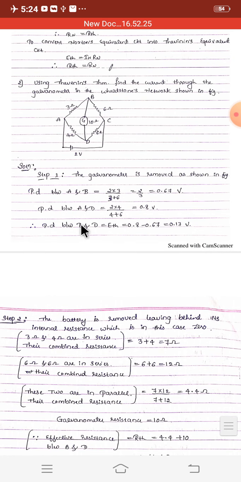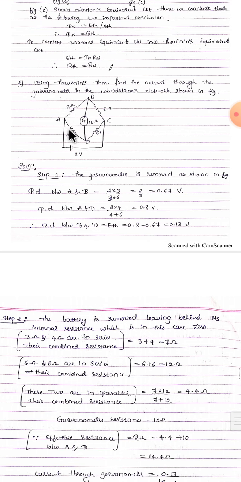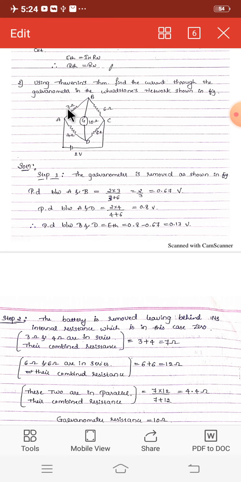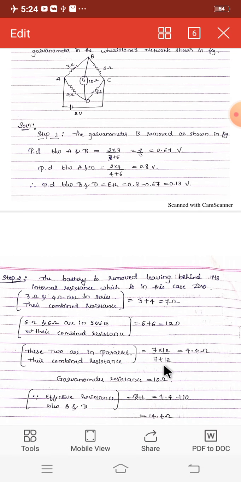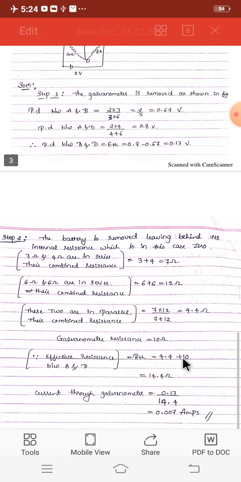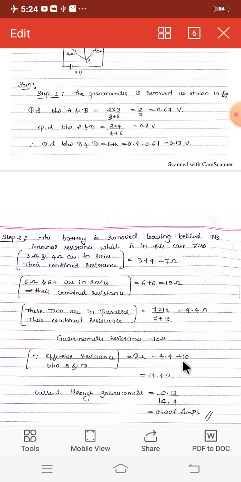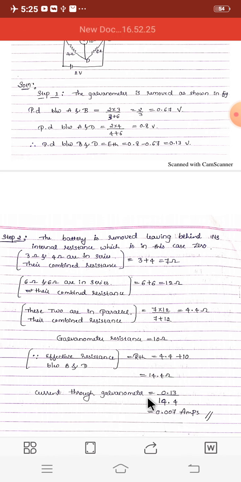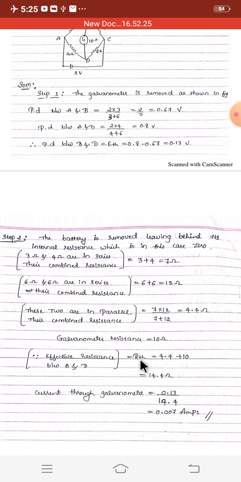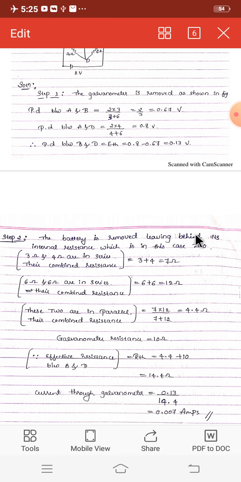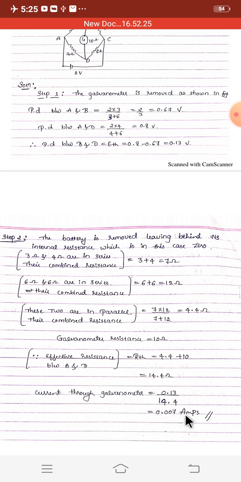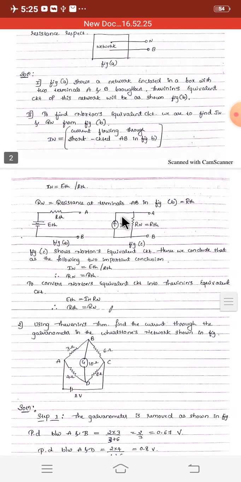Next, in step 2, these two are in series, so 3 plus 4 is 7. Here 6 plus 6 is 12. These are in series, but these two combinations are in parallel. So parallel means 7 into 12 divided by 7 plus 12, that is 4.4. Next, the effective resistance between B and D is 4.4, the galvanometer resistance is 10, so that is 14.4. We want the current, so this is the resistance and this is the potential difference. Potential difference 0.13 divided by resistance 14.4 equals 0.007 amperes. This is the current through this Wheatstone network.